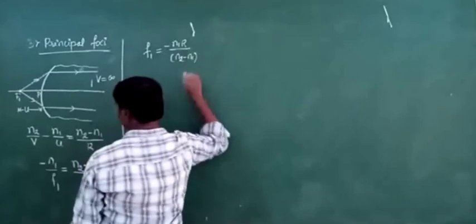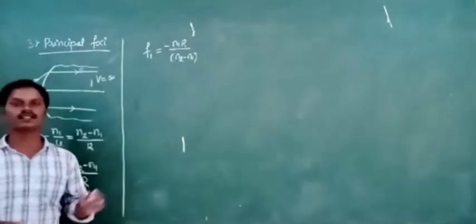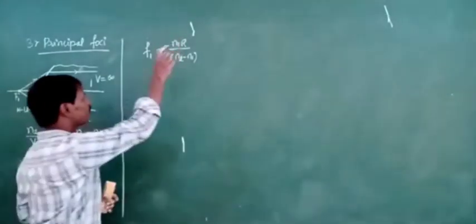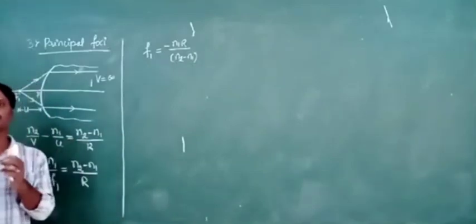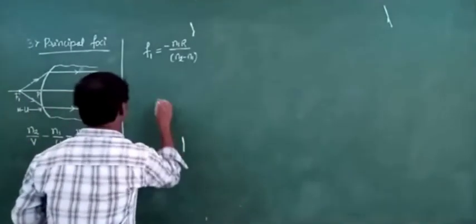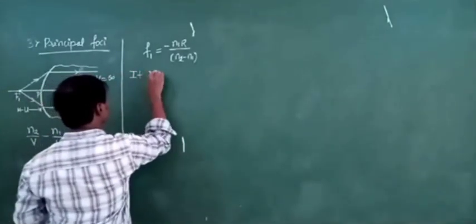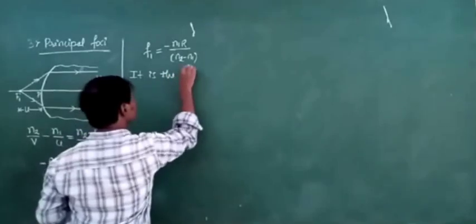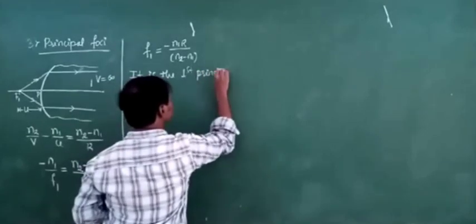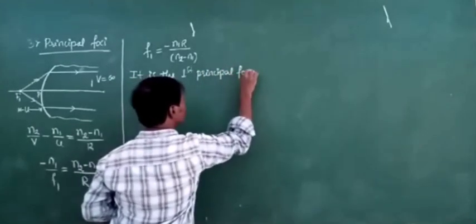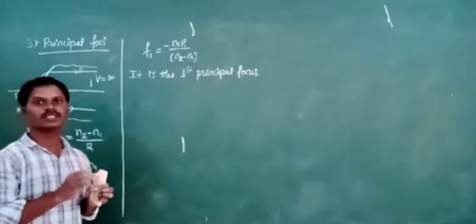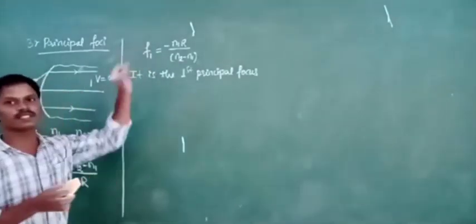Then what is the first principal focus? The first principal focus is the position of the object when the image is formed at infinity. It is called the first principal focus. That position of the object is called the first principal focus.